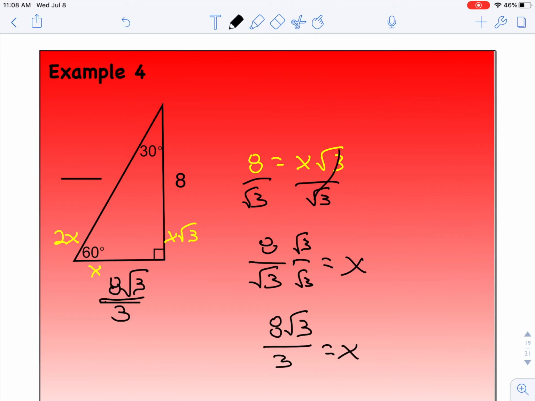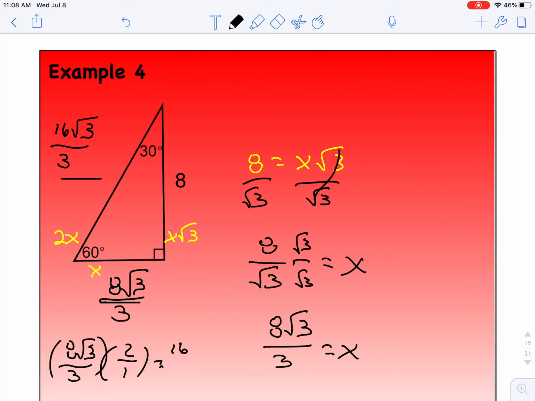Now to get the hypotenuse I have to multiply this by 2. So that's going to give me, when I take 8 square root of 3 over 3 and I multiply it by 2 over 1, I'm just multiplying the 8 and the 2, so it's going to give me 16 square root of 3 over 3.